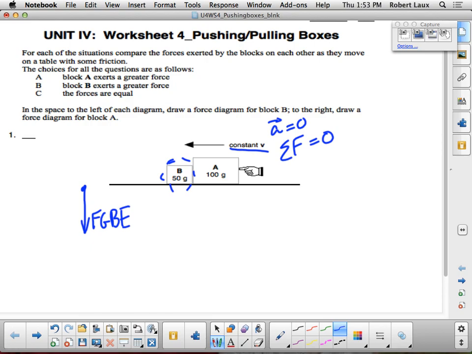Somebody else. Anybody know an upward force? Force normal on B by the table. Bigger, smaller, or same? Same. Force normal on B. Are you okay if I use by the surface? Yeah. Are they the same size? Yeah. Excellent. A horizontal force.